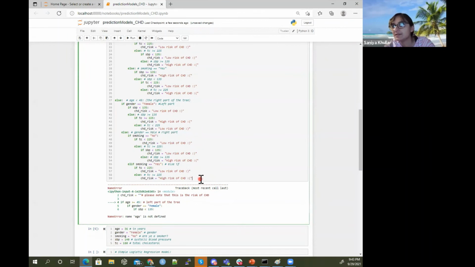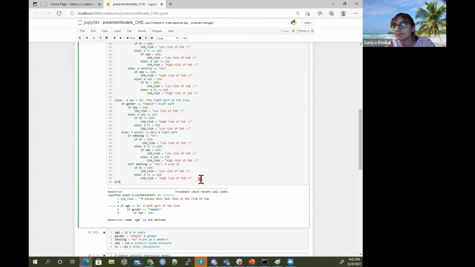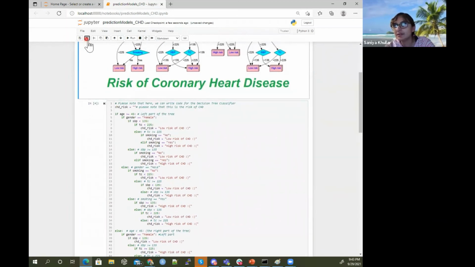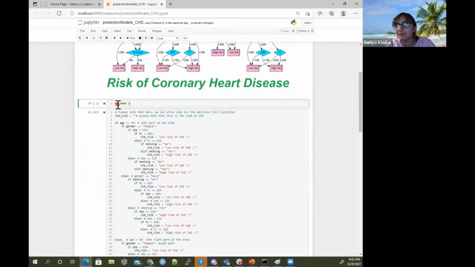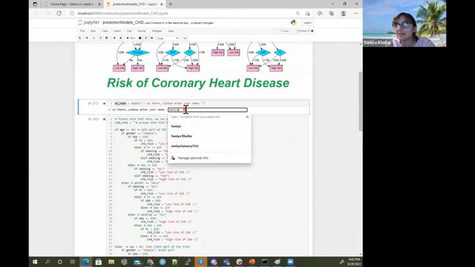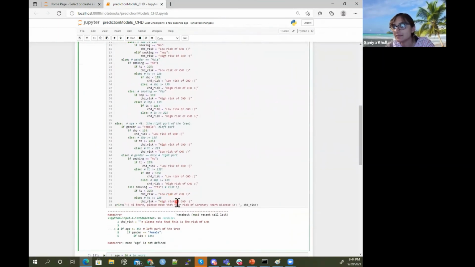So these are all the variables here. Then at the end of this, we can just print, please note that your CHD risk of... And if you want to be extra cute about it, you can also have an input, my name. It just takes user input. Hi there, please enter your name. And then you can just write in Sanya. And then you can, hi there.